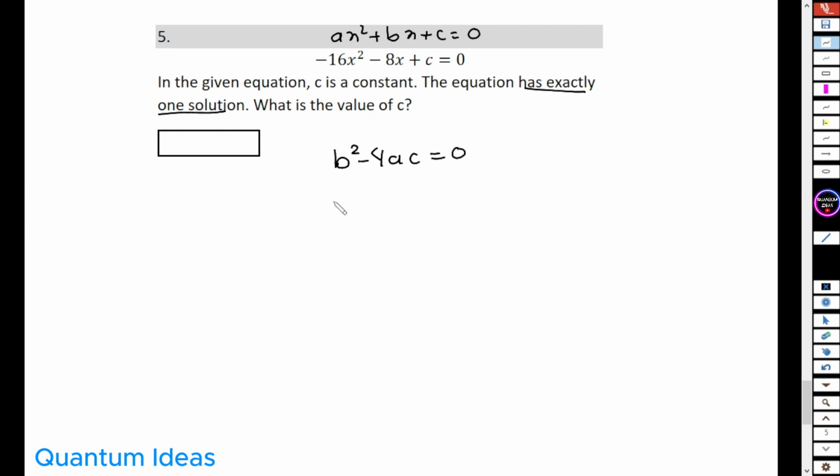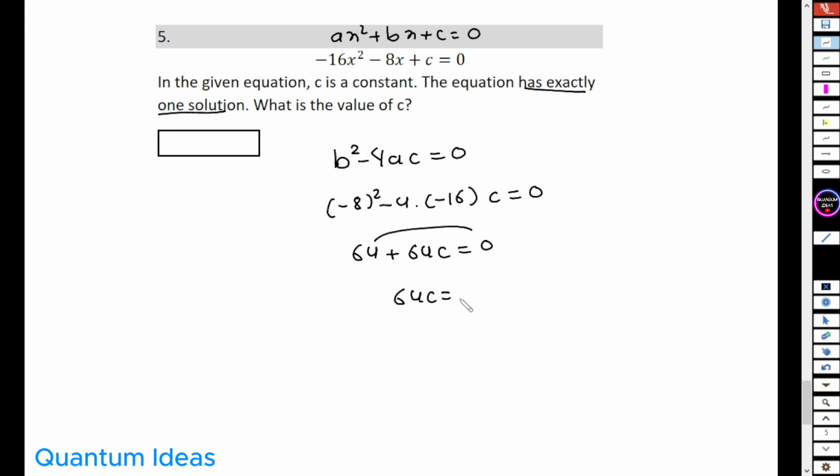So b is basically minus 8 there, right? So minus 8 square and minus 4, where a is minus 16, and c is c, equal to 0. Square of 8 is 64. So minus minus will be plus. So 16 times 4 is also 64 times c equals 0. So 64c will be equal to this; it goes to the other side and becomes negative 64. If you divide minus 64 by 64, the answer comes out to -1. So our answer is -1.